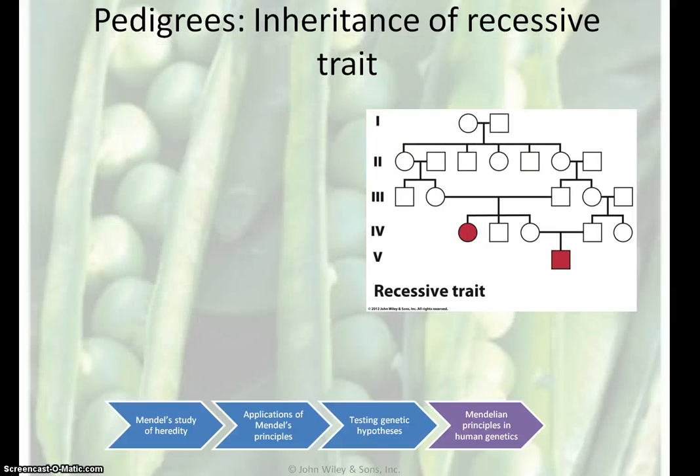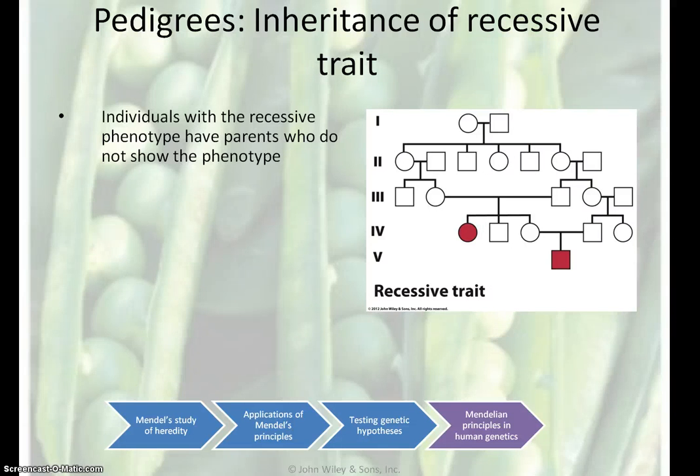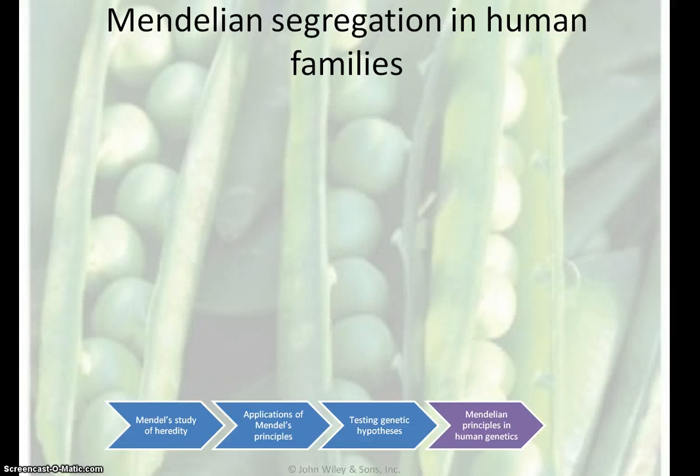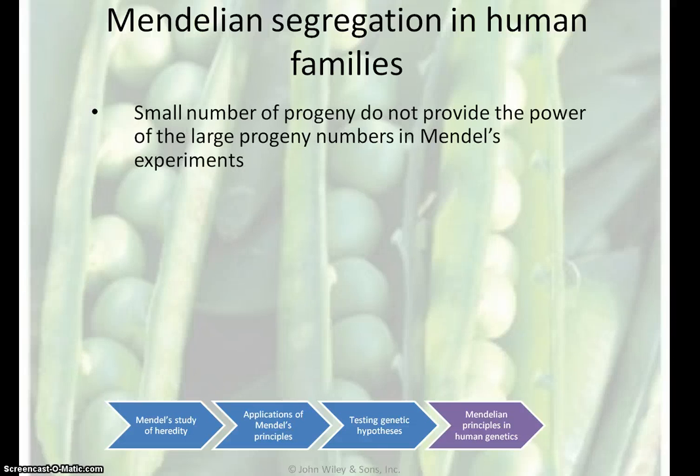All right, if we're looking at inheritance of a recessive trait, obviously they're going to be more rare. The individuals who do have that trait are typically going to have parents who do not show the phenotype. These rare recessive traits are more likely in families with parents who are related to each other, for example, first cousins who have children together.